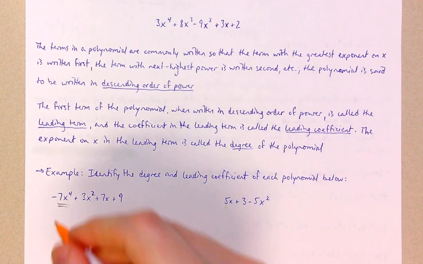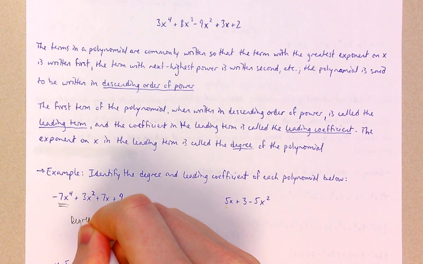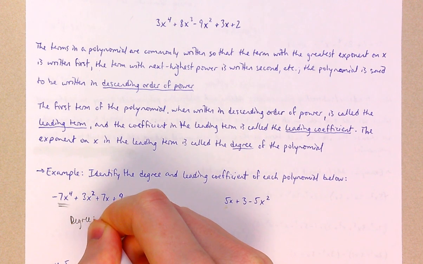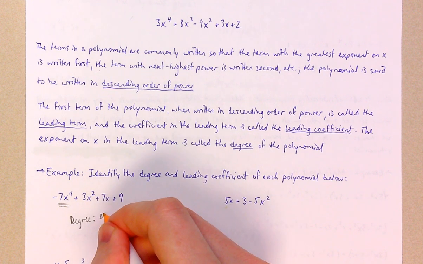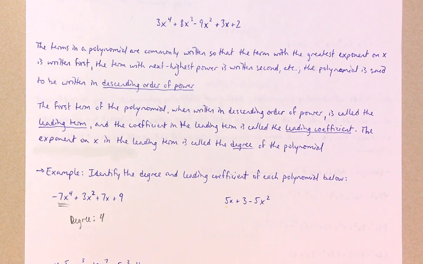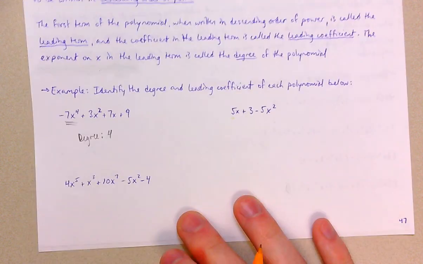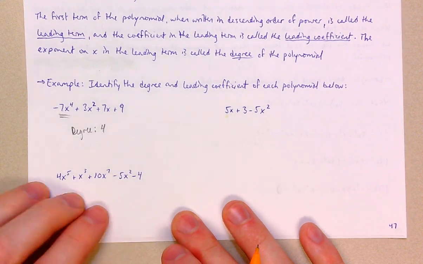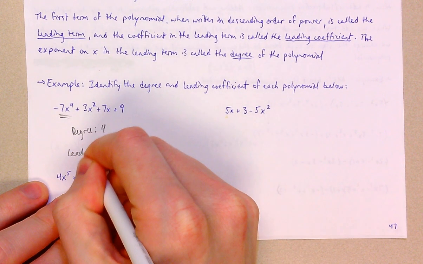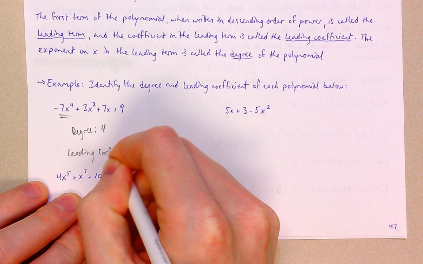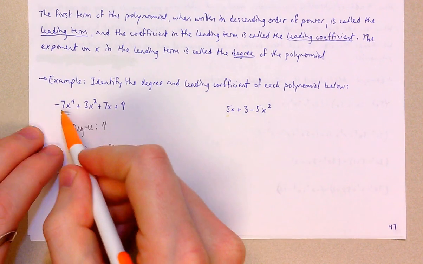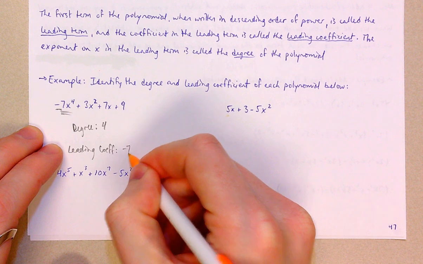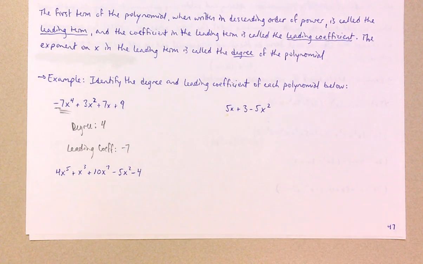The degree is the exponent on the x, on my variable x. That exponent is 4, so that tells me that the degree is going to be 4. And the leading coefficient is going to be the number that is in front of this x with highest power on it. And the number in front is the negative 7. So that's going to be my leading coefficient.